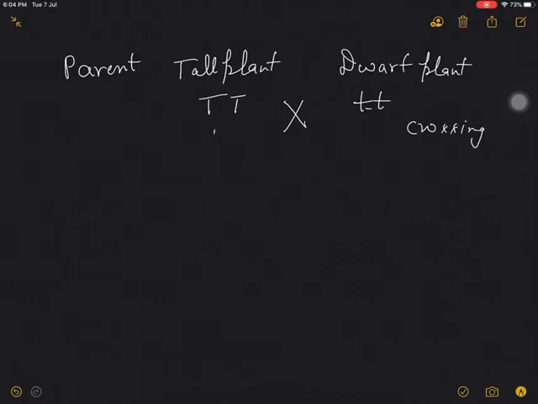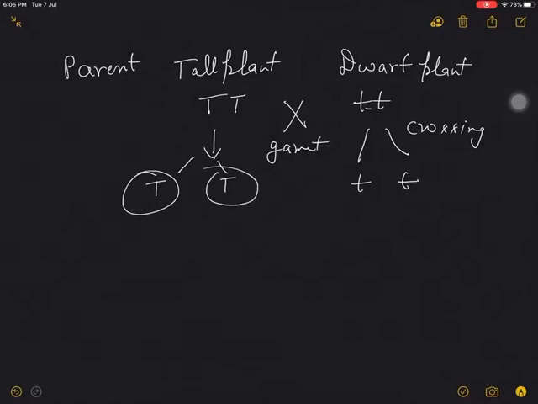At the time of formation of gamete, what happened? Two types of gamete is formed in this part. In this part again two types of gamete form. What does it mean? Gametes form, but here genes are separate from each other due to meiosis division.